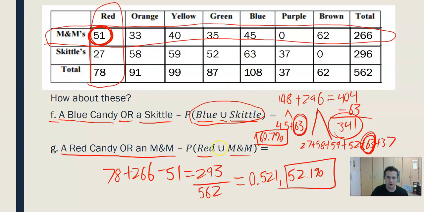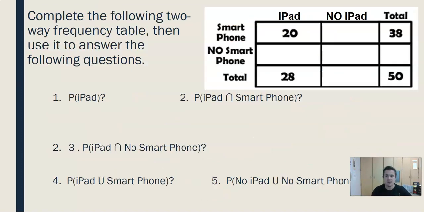So those are examples of probability of unions given this frequency table. And again, the reason we talk about these frequency tables is because lots of times data is given in this format, in the format of a table like this. Okay, let's do another example.